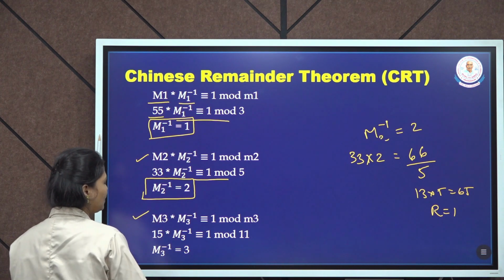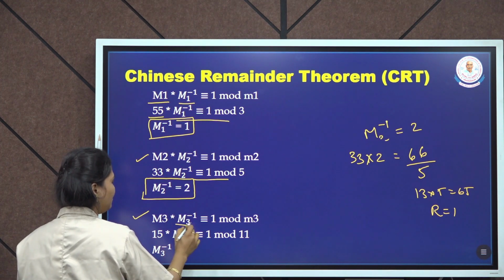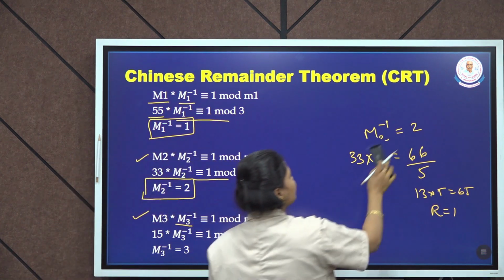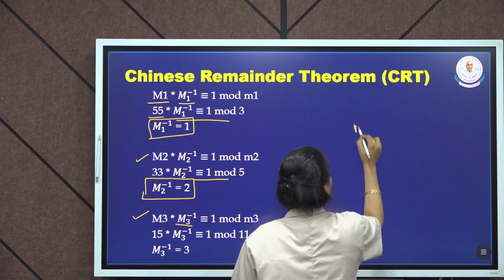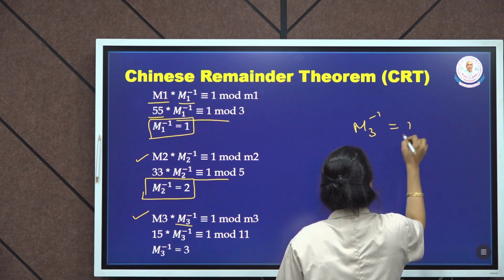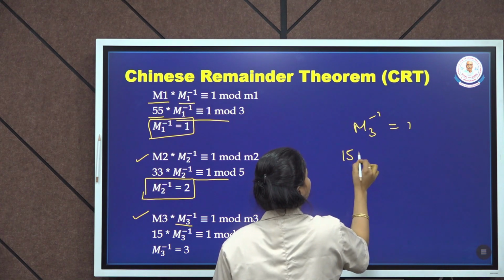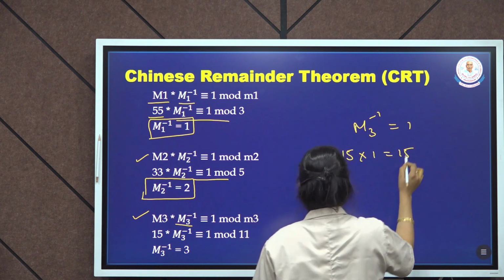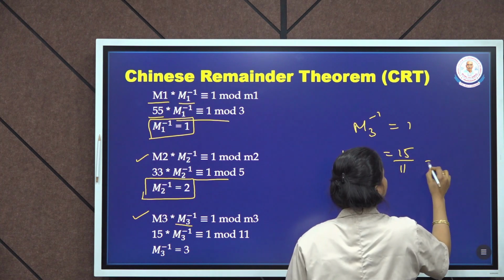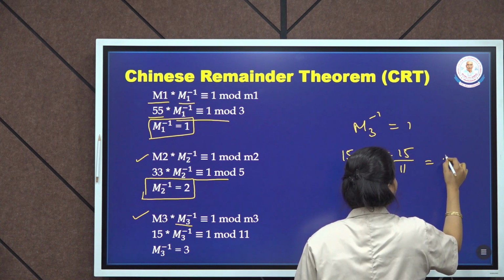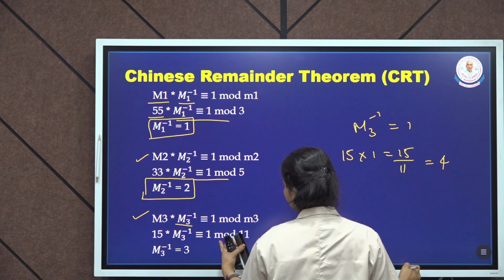Again I am going to find the M3 inverse value. Now I am going to set the M3 inverse value as 1 initially. So M3 inverse is equal to 1. So M3 value is 15. 15 into 1 is equal to 15 and divided by 11, we will get a remainder of 4. Here the condition is false.